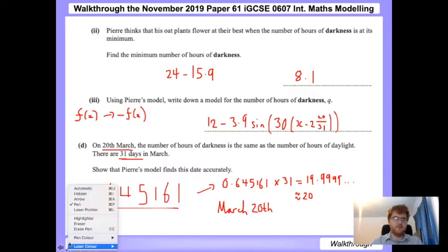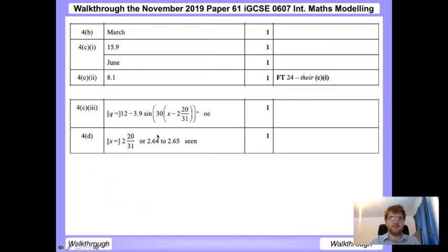Okay. And to quickly show you the mark scheme. So March, 15.9, June, 8.1, did it the same way that I did. Notice the darkness model is just the reflection, there's where the minus comes from. And x is equal to 2 and 20 over 31. I worked out as a decimal using the GDC, and then we showed that that was the same as the 20th of March, 20 out of 31.